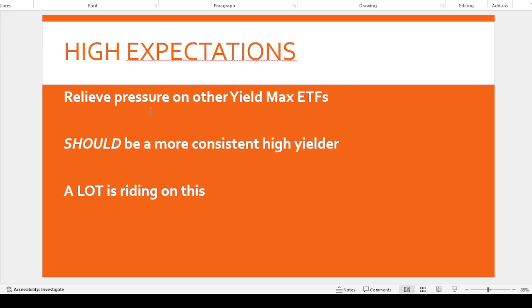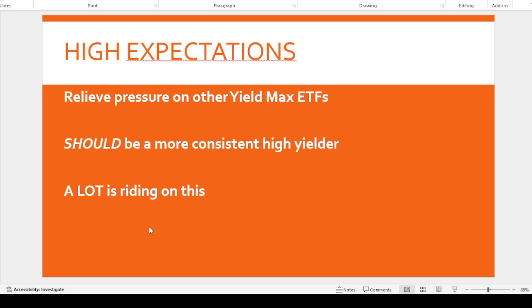So I think this will probably relieve some of the pressure on the other YieldMax ETFs, for example, Tesla and Coney. I think people really need another outlet to put their money in. And I expect this to be a more consistent high yielder, but we never know.